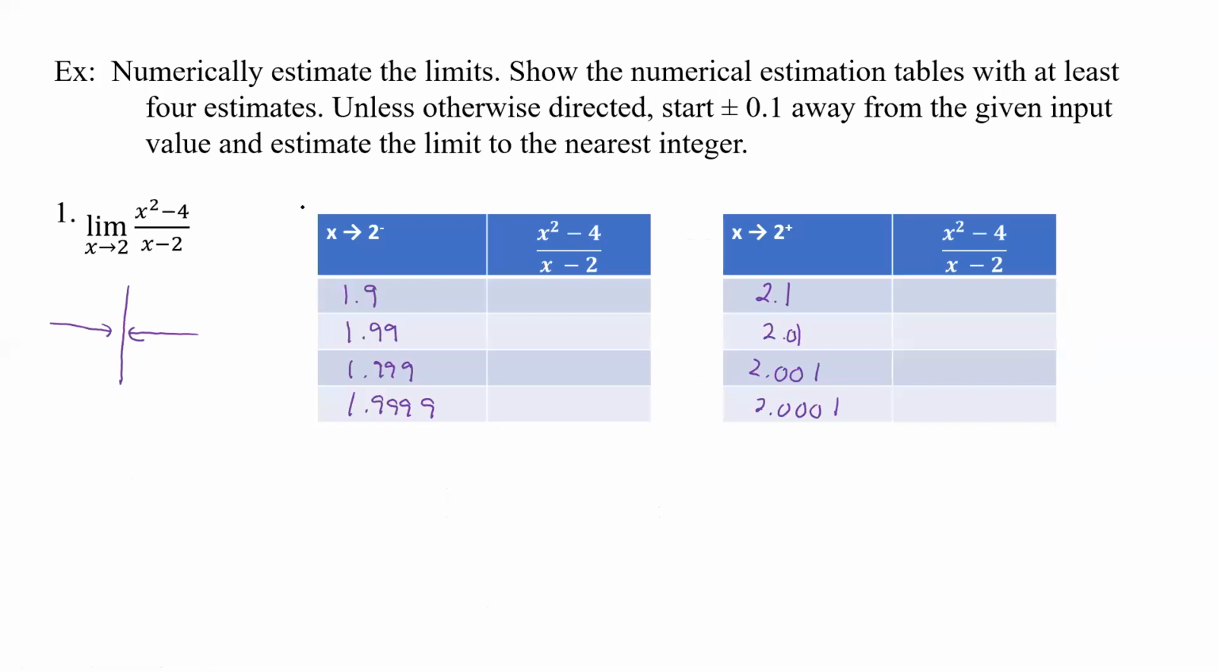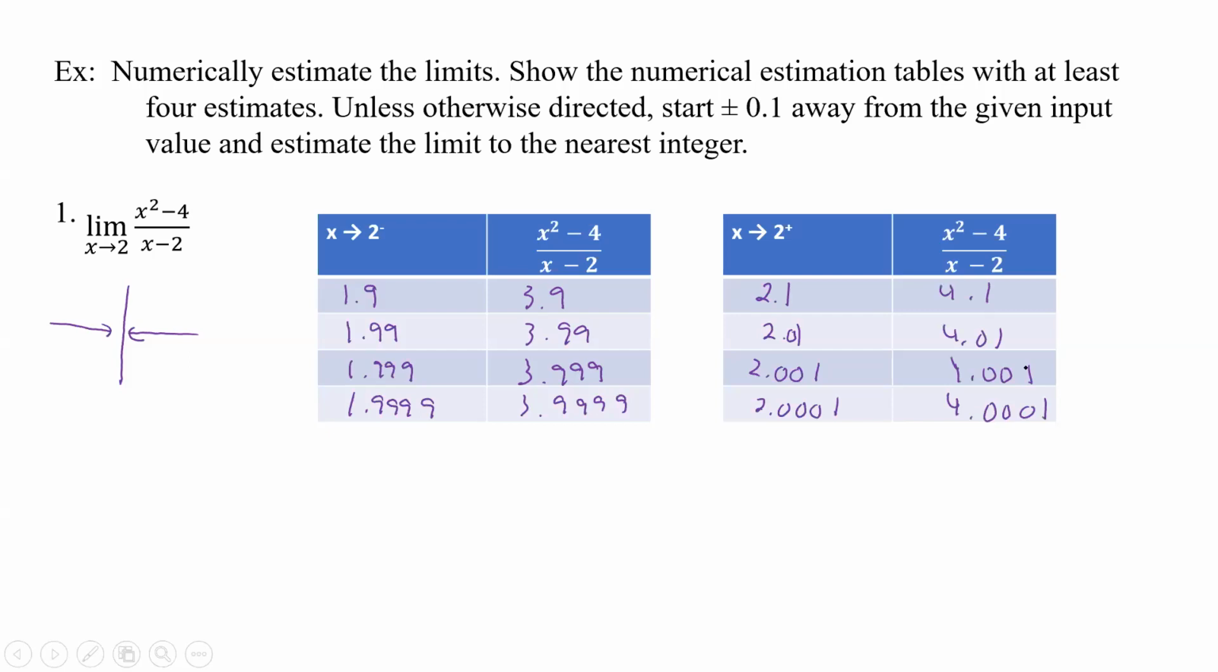So let's write these out. So the first one, we got 3.9, we got 3.99, we got 3.999, and we got 3.9999. And here we got 4.1, 4.01, 4.001, and 4.0001. Okay.